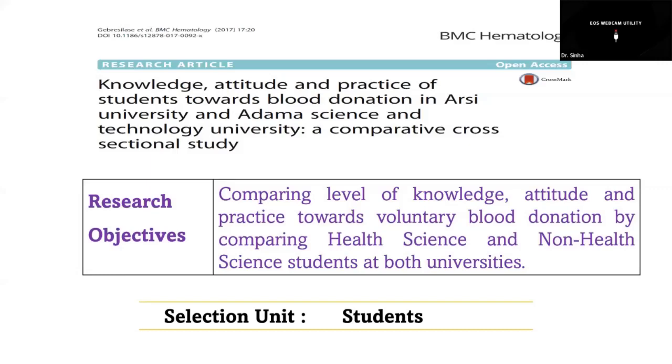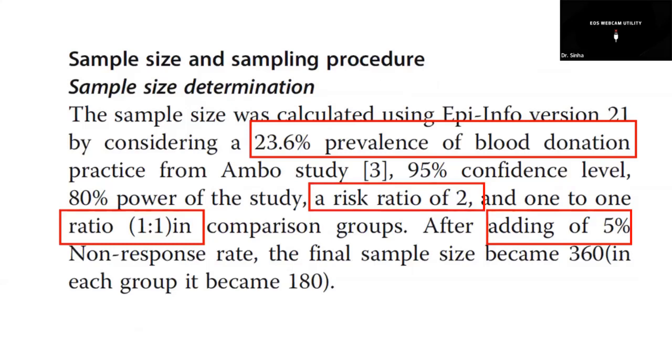So this is one example where you have to compare the knowledge, attitude, and practice towards voluntary blood donation, comparing health science and non-health science students. They have taken two universities, but the selection unit was student, and that's why they are comparing. The two groups are the non-health and the health sciences. So now let's see the author's description.